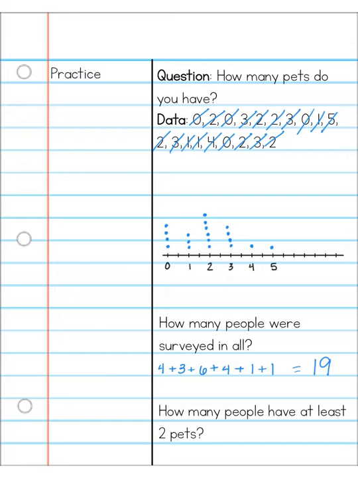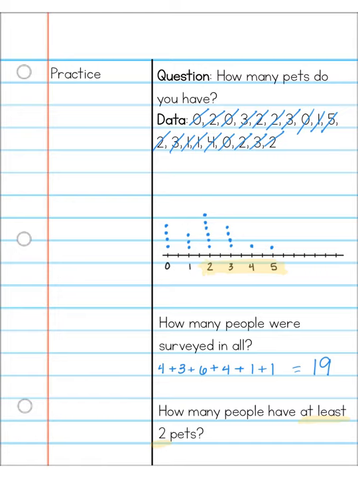Again, make sure you're writing these practice questions and answers down in your notes. The next question says, how many people have at least 2 pets? Now, when we look at this term, at least 2, that means 2 or more. So we're going to include the people that had 2 pets, 3 pets, 4 pets, and 5 pets, because we want 2 or more.